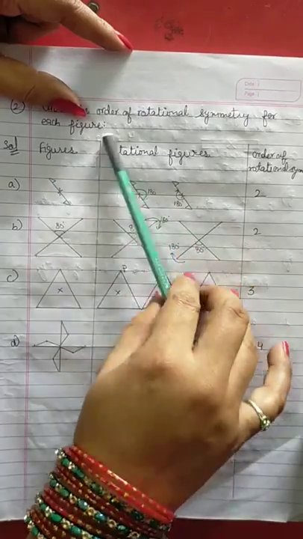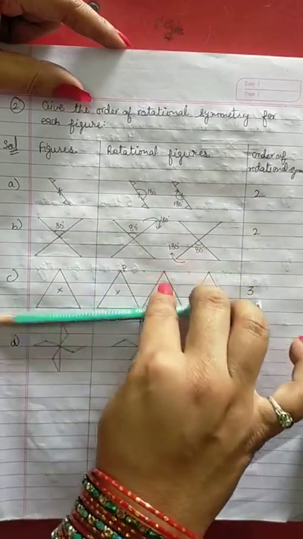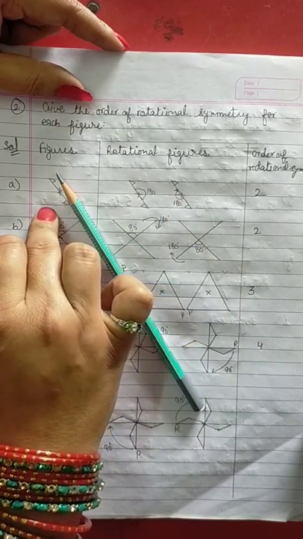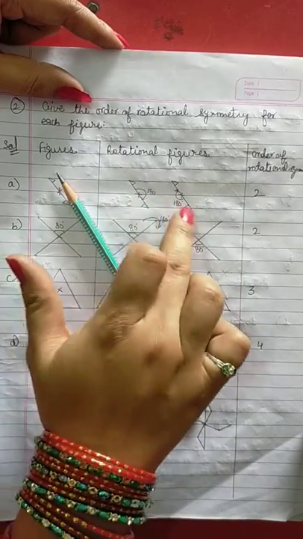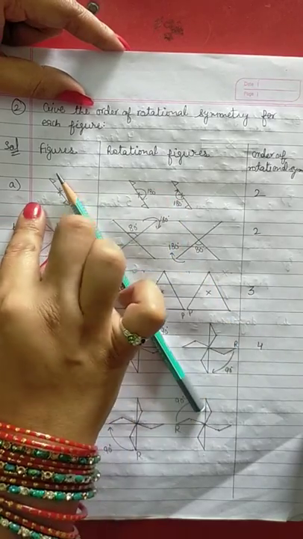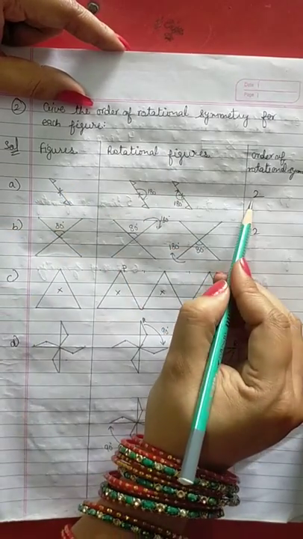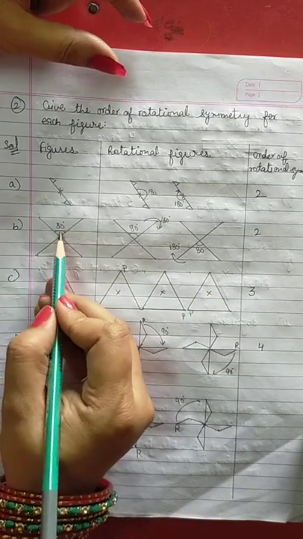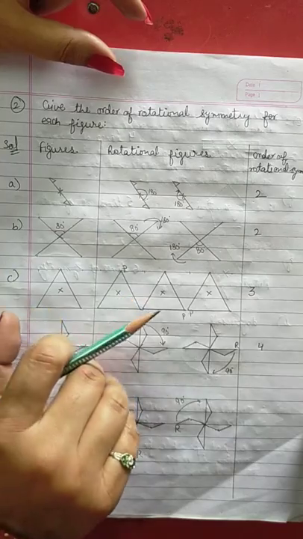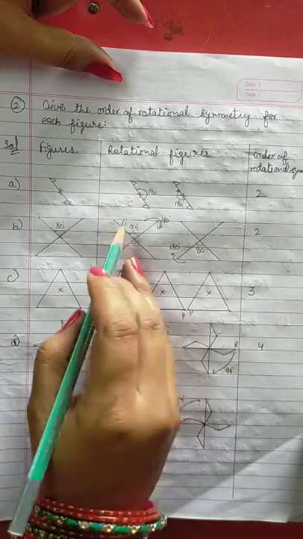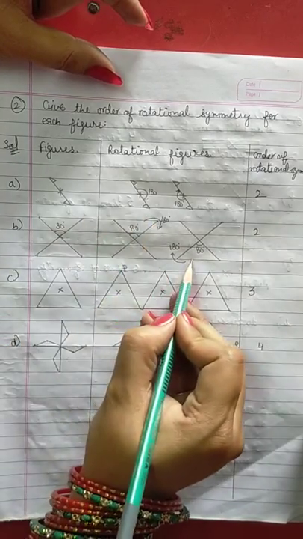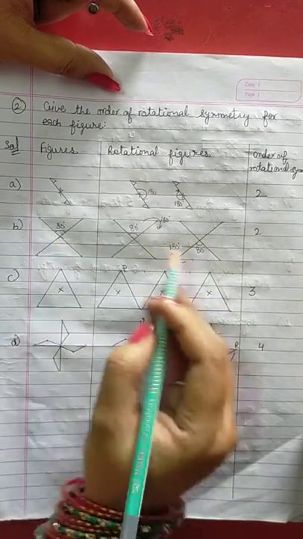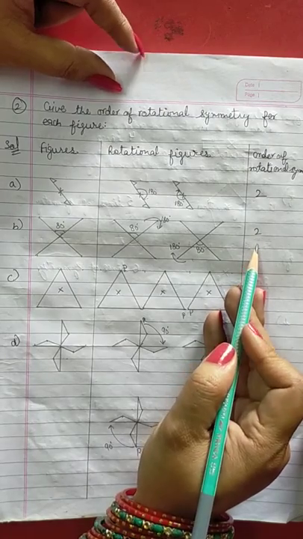Then again I rotate it in this way, and again up to this, and then it reaches its original position. After rotating 2 times, it comes to its original position. So here the order of rotation is 2. Then in part B, we will rotate up to 180 degrees 2 times. On rotating it reaches here, 180 degrees, then rotating again it reaches its original position. So it has order of rotation 2.